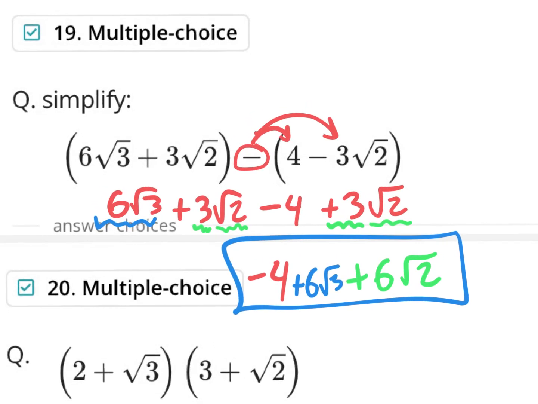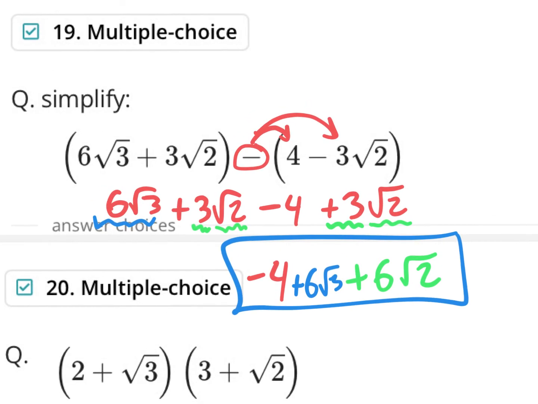I don't have the multiple choice answers here to compare and see which one it is. Just keep in mind that it doesn't really matter the order right here. It might be negative 4 plus 6 square root of 2 plus 6 square root of 3, or it might be written exactly like this. Or it might not be there at all, and you would say none of these.